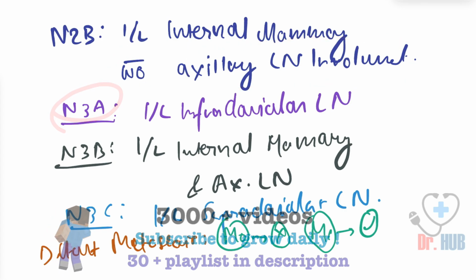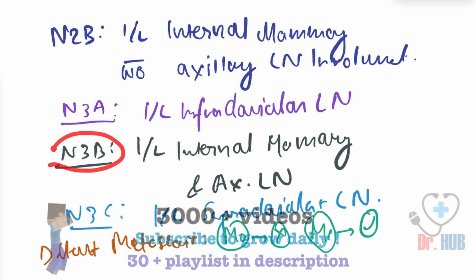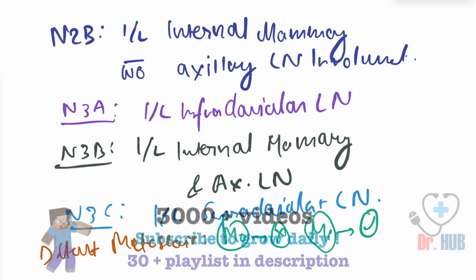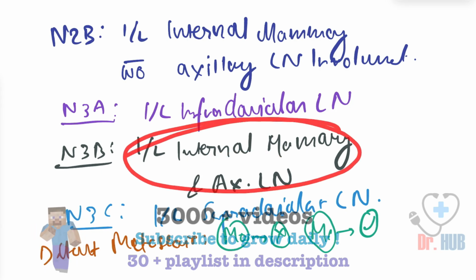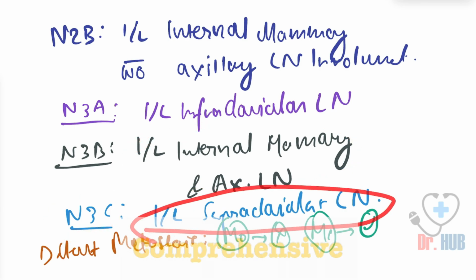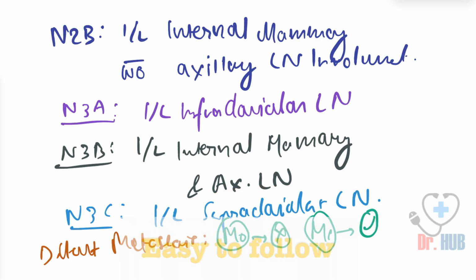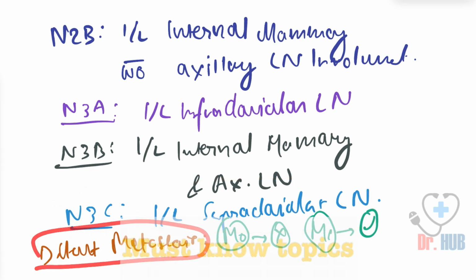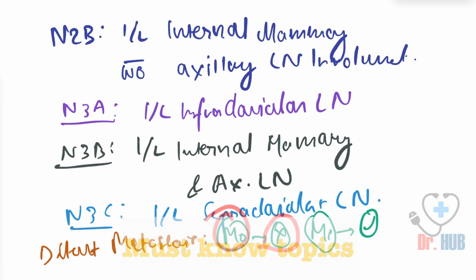Now when we look at N3A, it is an ipsilateral infraclavicular lymph node, and 3B is ipsilateral internal mammary and also the axillary lymph node. So it has both. And then 3C is ipsilateral supraclavicular. So 3A is infraclavicular, 3C is supraclavicular. Then for distant metastasis, M0 stands for no metastasis, whereas M1 stands for the presence of metastasis.